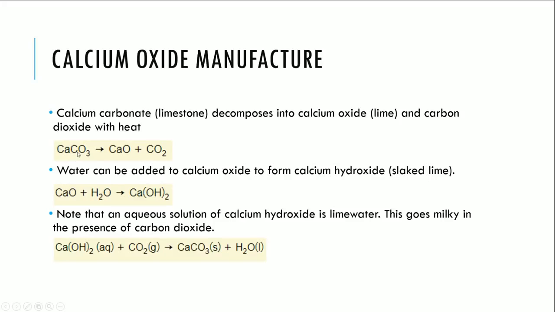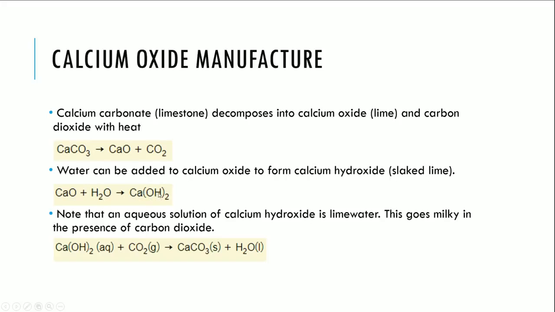So calcium carbonate thermally decomposes to form calcium oxide and carbon dioxide. And so another word for calcium oxide is actually lime. And so again, if they use lime in an examination, you have to just interpret that as calcium oxide. And so water can be added to calcium oxide to form calcium hydroxide. And this is actually called slaked lime. And you should be familiar with that as well. So calcium oxide added to water gives you calcium hydroxide.